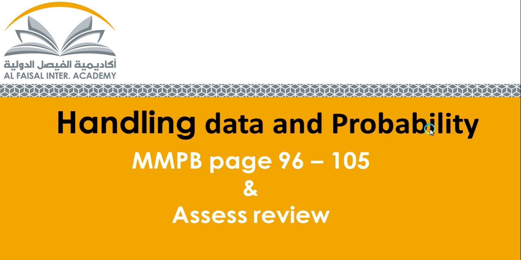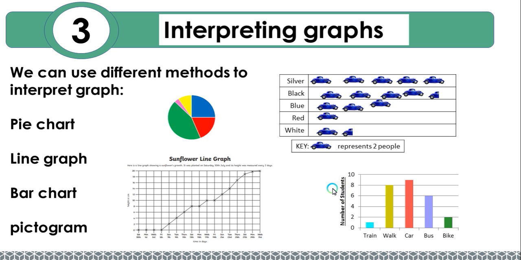Welcome to the second part of our lesson outline for this week. Today we will start from outline 3, and our textbook is still the same, from page 96 to 105 and assess and review. So we're going to start from outline 3, which is interpreting graphs.